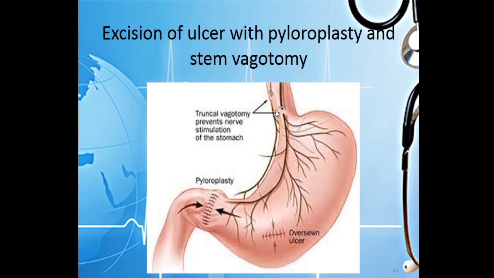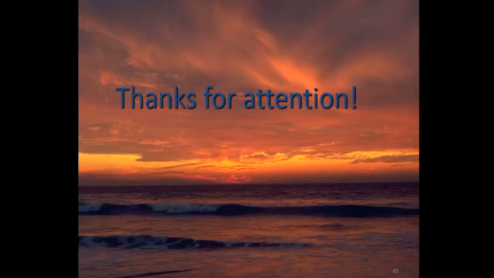In this case, I stitch the bleeding source. I reduce hypersecretion by vagotomy. I cut the pylorus, so I have no pylorospasm after the operation. So this is an example of an organ-saving operation for a bleeding duodenal ulcer. That's all. Thank you for your attention.